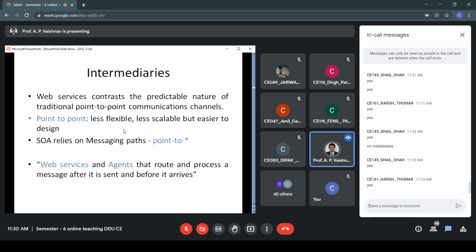Did you get the context? What is an intermediary service? Okay, so what is the definition? That is given in double quotes.